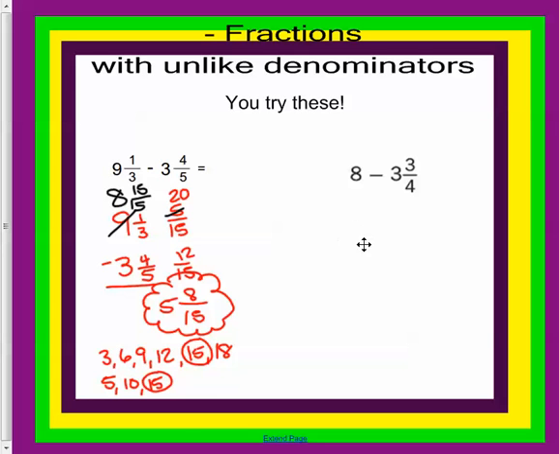Over here I have 8 minus 3 3/4, and since he doesn't have any fractions, we're going to regroup him into a 7 4/4. So we can subtract 7 minus 3 and get 4, and 4/4 minus 3/4, I'm left with only 1/4.